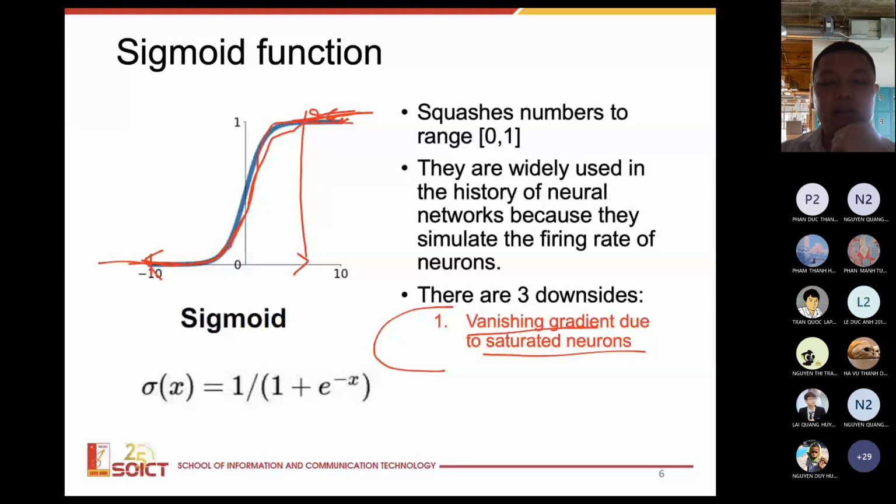right? And if the derivative of the sigmoid function becomes 0, then look at the way we update the weights in the neural network. The weight at this moment equals the weight at the previous step, plus the learning rate multiplied by the gradient, right? So if the gradient becomes 0, then we have no update to the weight. That's the problem with saturated neurons.